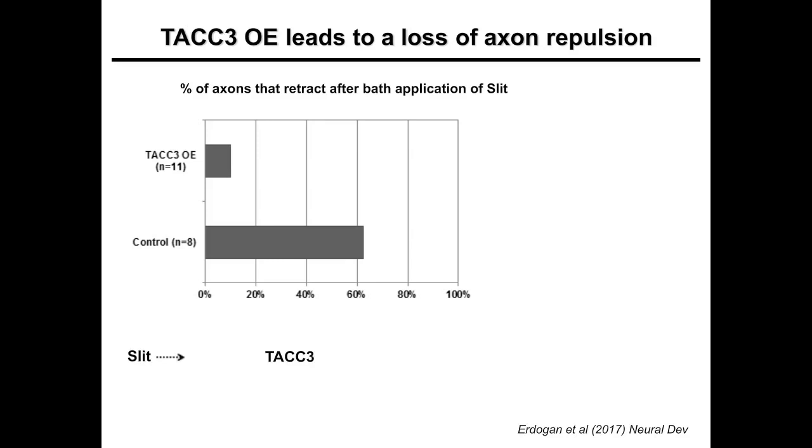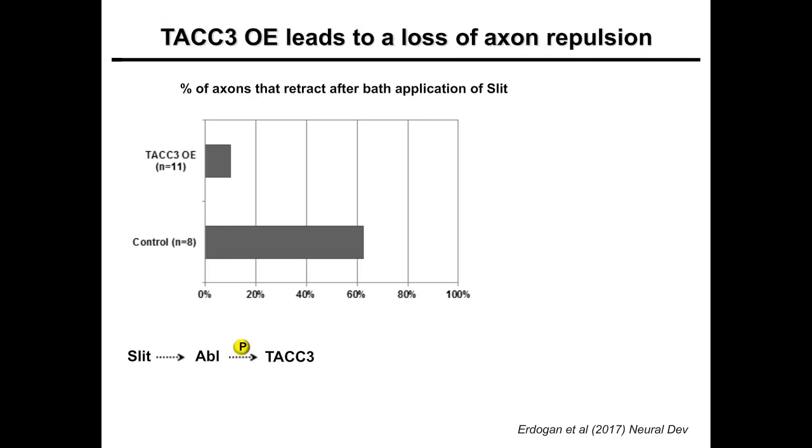Now, we know that slit is a soluble cue that the growth cone encounters, and somehow TACC3 is mediating the growth cone response to slit. So one question is, well, how is it doing that? It's already known that slit binds to a receptor called ROBO on growth cones, and ROBO leads to the activation of a tyrosine kinase called Abelson tyrosine kinase. And ABL could potentially phosphorylate TACC3 and perhaps change its function to then mediate its response in the growth cone.